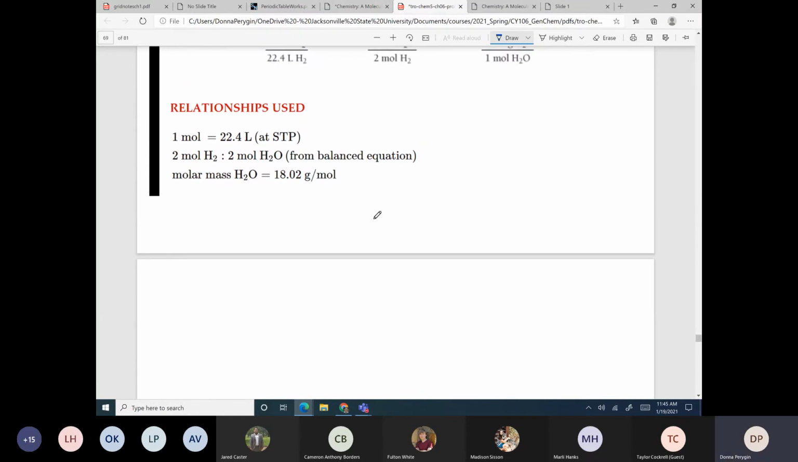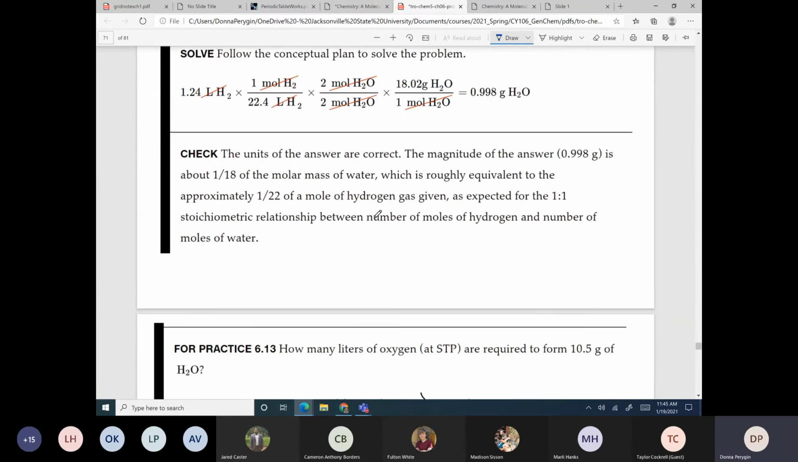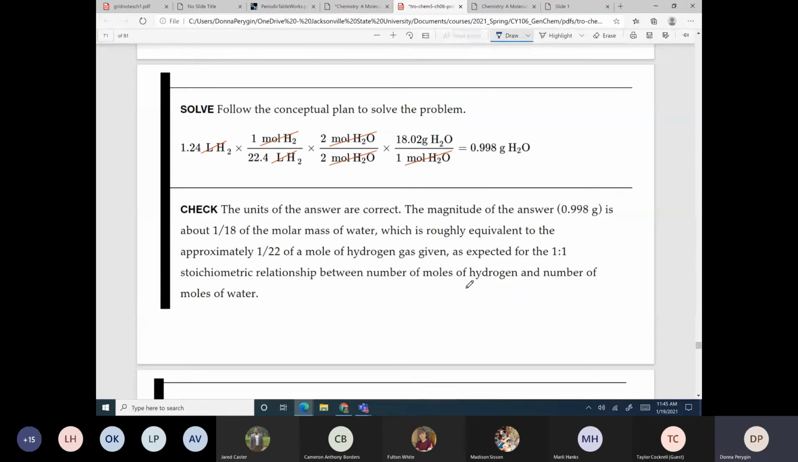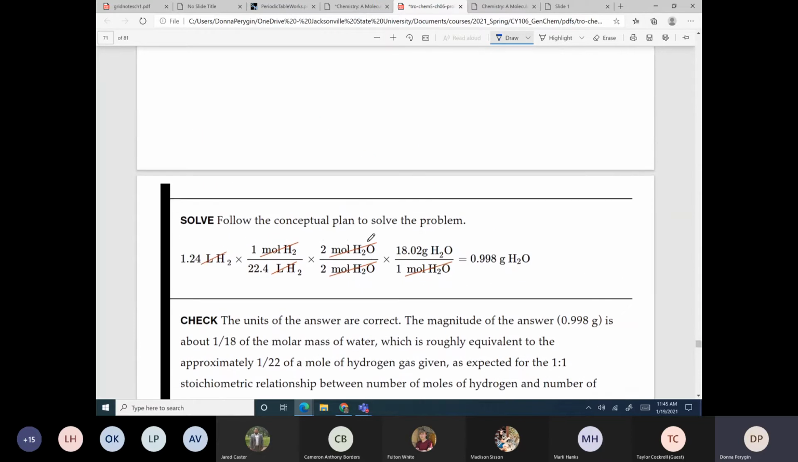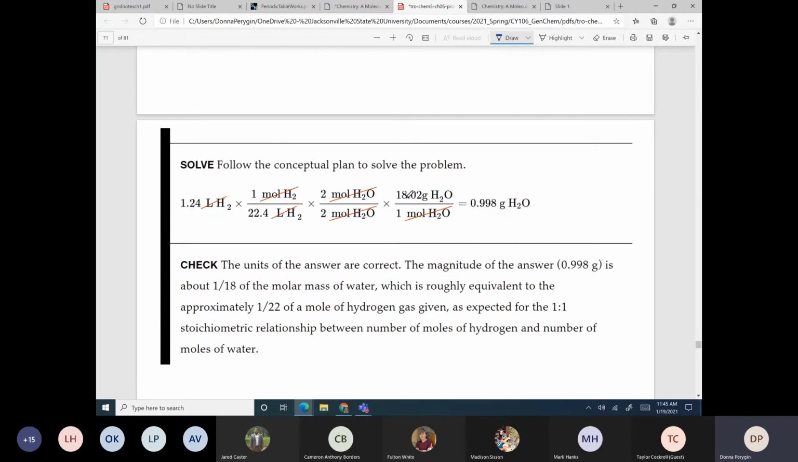Okay, so how are we going to work this one? I think I'm going to go ahead and just kind of skip through this one. Okay, liters of H2, 22.4 liters per mole, 2 moles of H2 to 2 moles. There's an error here. 2 moles of H2 to 2 moles of water. It still comes out the same, but they wrote it down wrong. And then we've got 18.02 grams per mole. That gives us 0.998 grams of water.